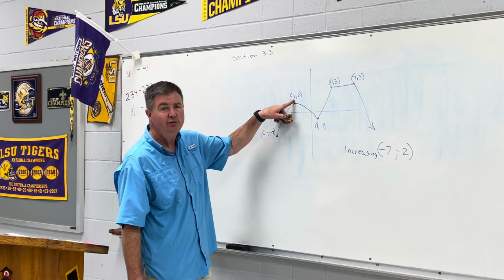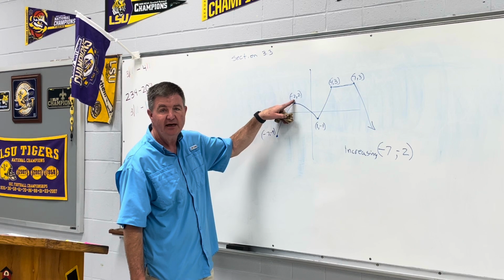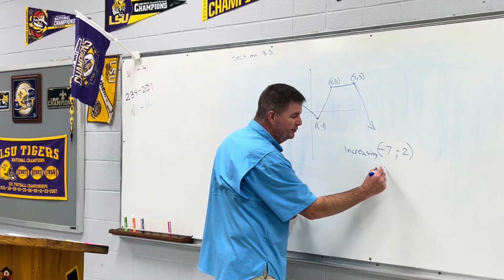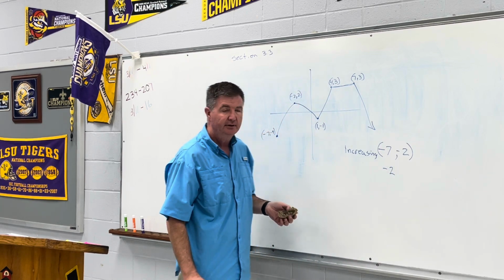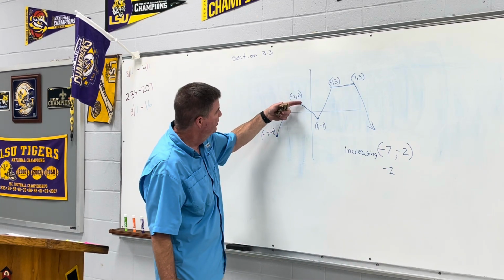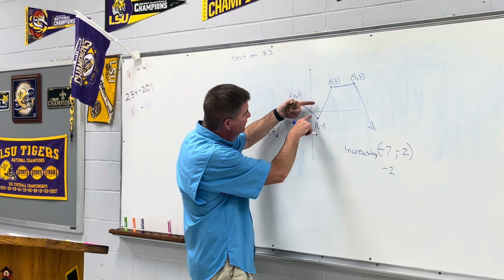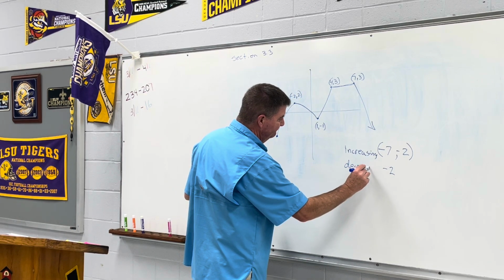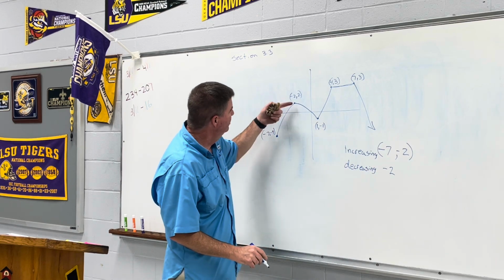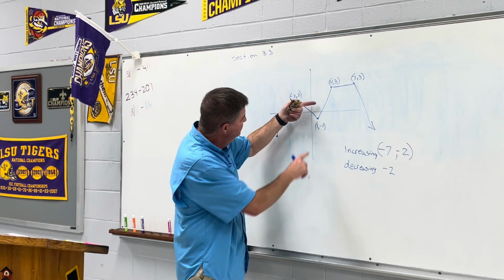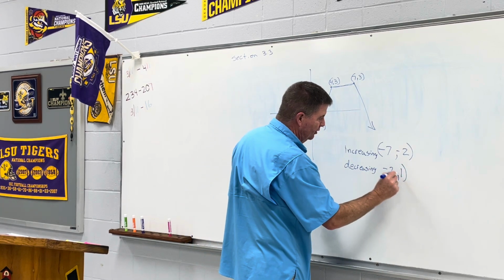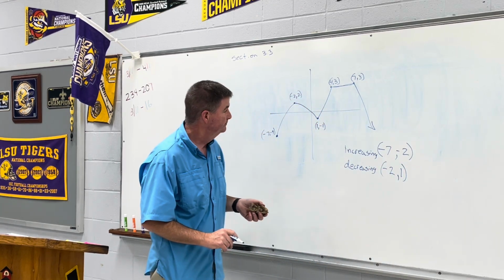Again, that's the interval. Starting at -7, going all the way to -2, it's increasing. At -2 is where it starts doing something else. It makes the turn. So at -2, we keep on going. What's happening now? It's falling, so it's decreasing. And it's decreasing from -2 all the way until we get to the number 1. So from -2 to 1, it's decreasing.